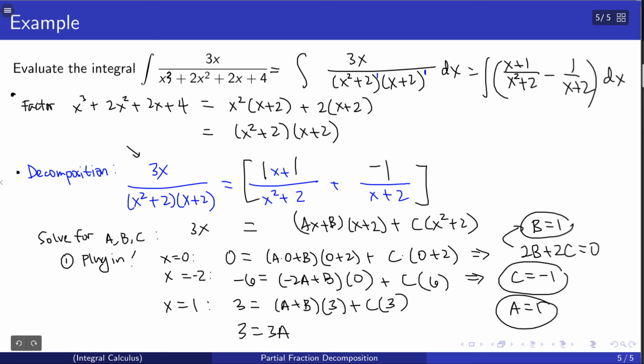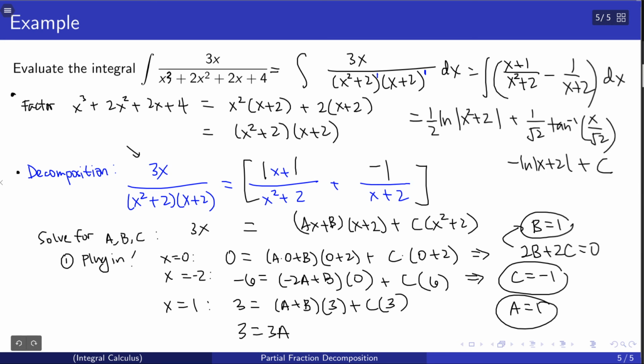Right, so what am I going to get there? Well, I'd still have to split up the first fraction into two parts, and then I can use a substitution. Right, so that's going to give me ln of x squared plus 2, well, times 1/2, plus 1 over root 2 tangent inverse x over root 2, and then minus ln absolute value of x plus 2 plus c. Right, so these are just all from your table of integrals now. Inverse tangent and logarithm.